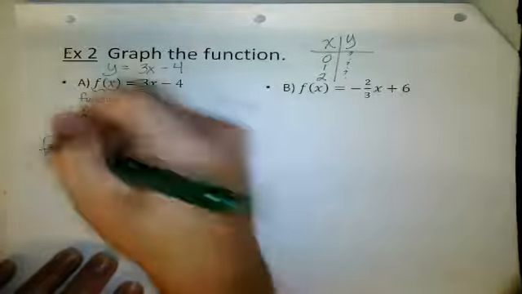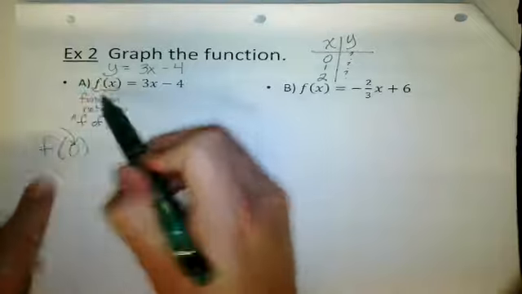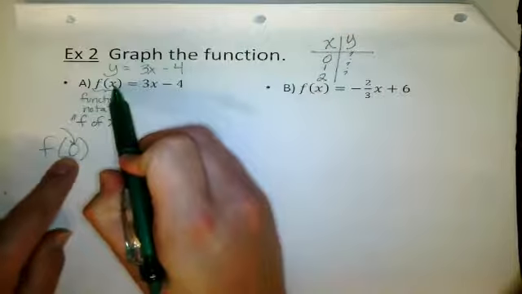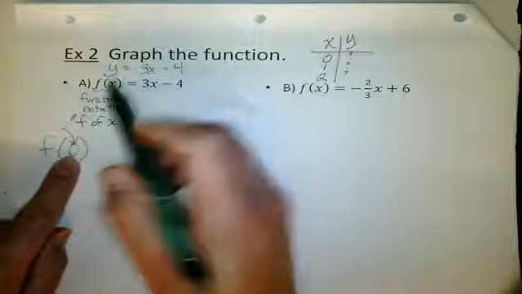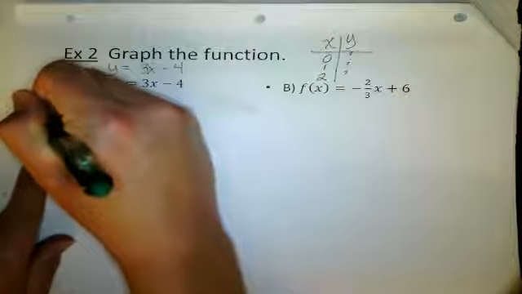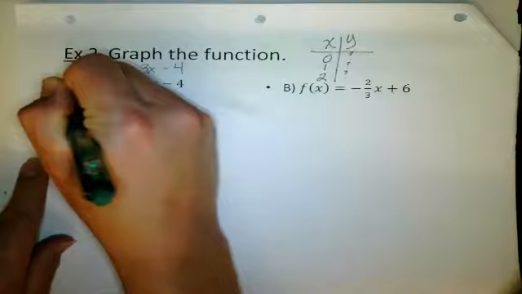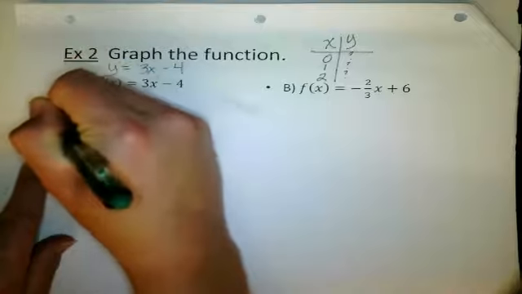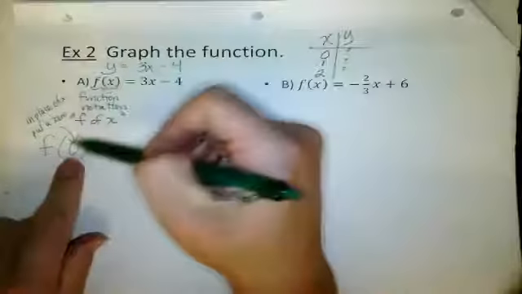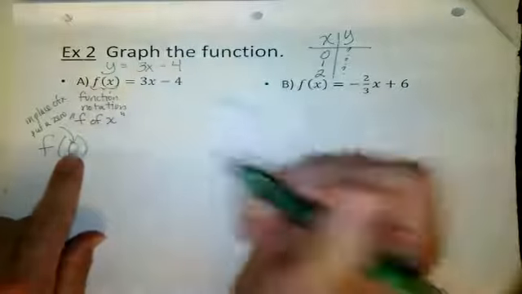F of 0. What this means is you'll notice we had the f. What's no longer there? The x is no longer there, right? It's a literal thing. It's telling you in place of x, put a 0. That's literally what it says. In place of an x, you're going to plug in a 0.